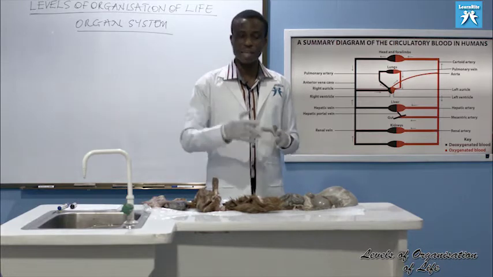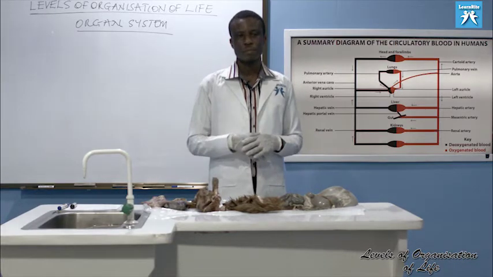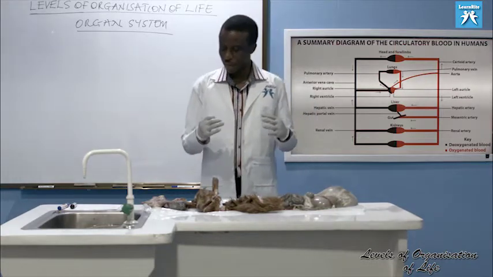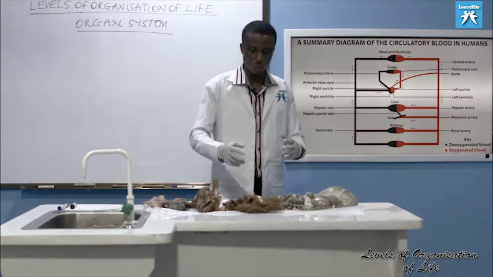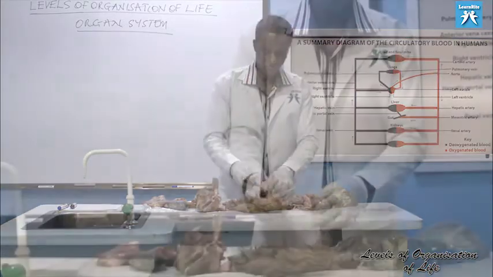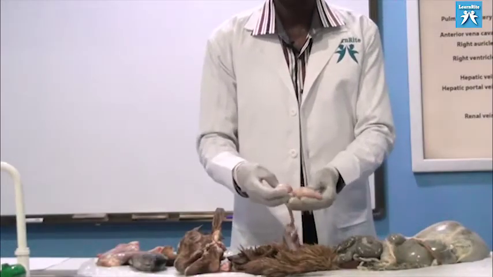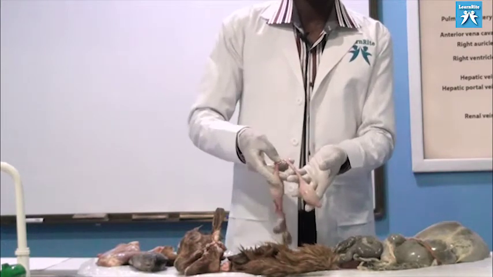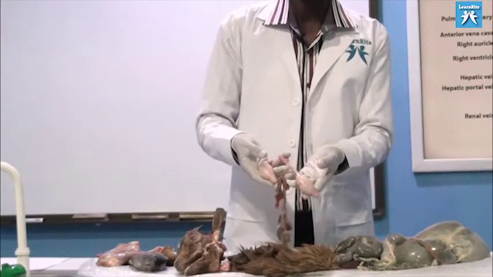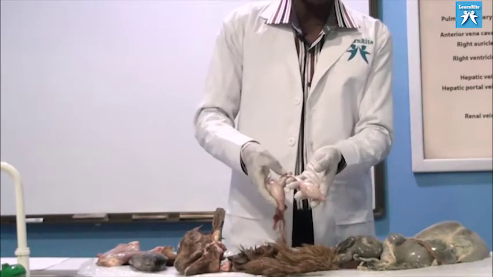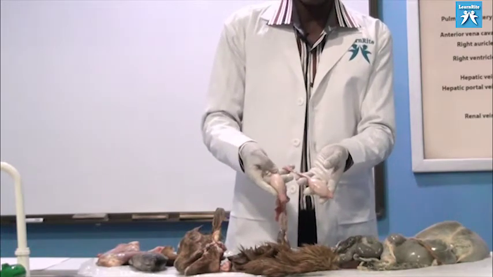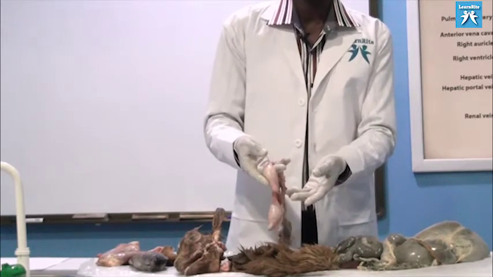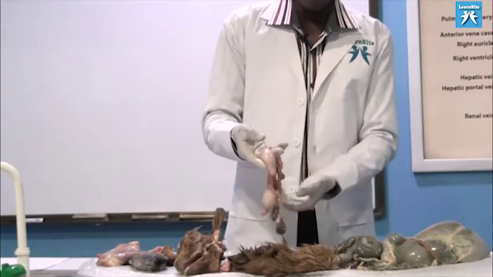In the mouth, we also have salivary gland, don't forget. Let's look at the reproductive system in this goat. We have testes. After production of sperm, we have vas deferens. We have sperm duct that carries the sperm. Then we have penis.